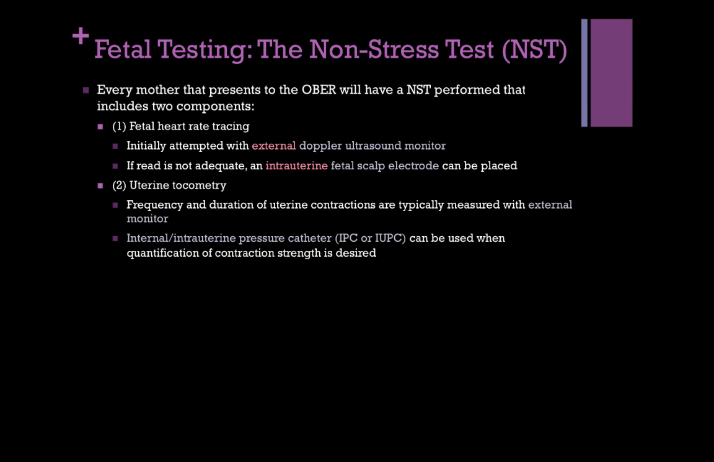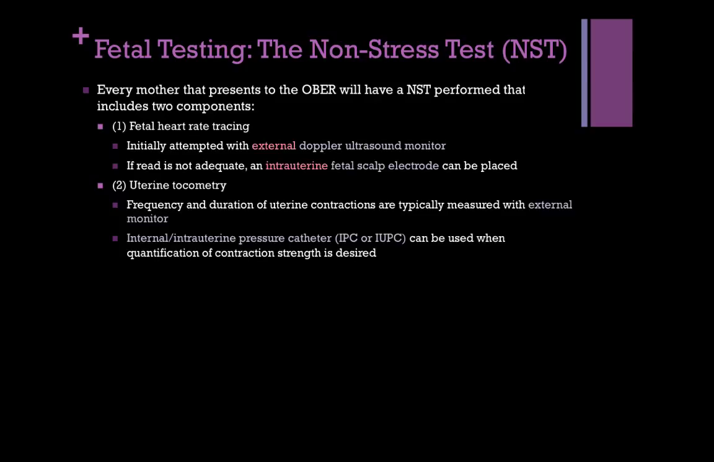So the next thing that we assess when a woman comes to the OB ER is that she's automatically put on fetal heart rate testing, basically starting the non-stress test. This measures fetal heart rate and how it compares to potential uterine contractions. There'll be fetal heart rate tracing and uterine tocometry, which will measure the uterine pressure and which changes with the contractions. Initially, fetal heart rate tracing is done just with an external Doppler that's placed on the woman's belly, and the uterine tocometry is also done with an external monitor.